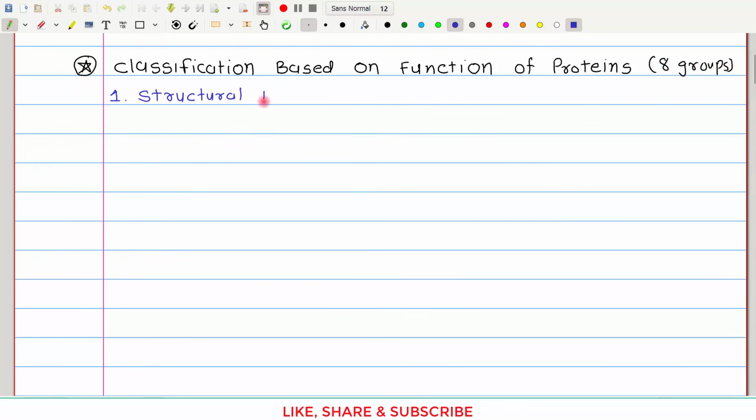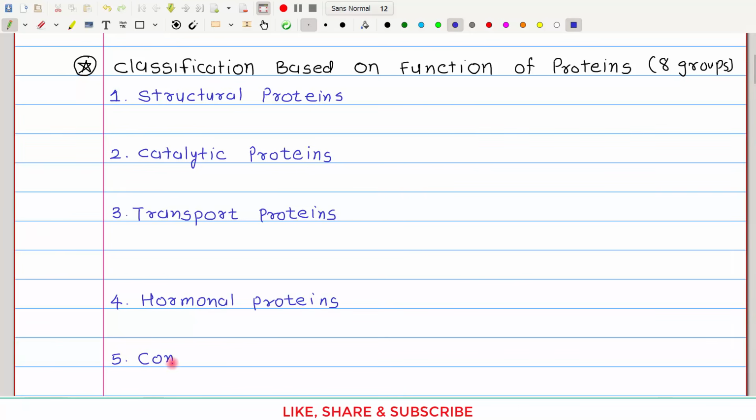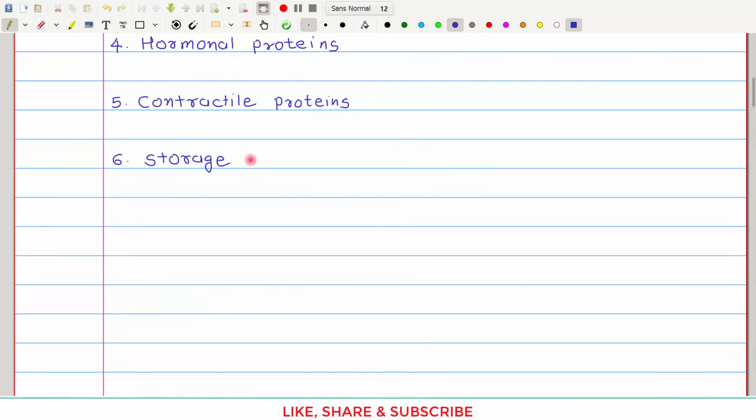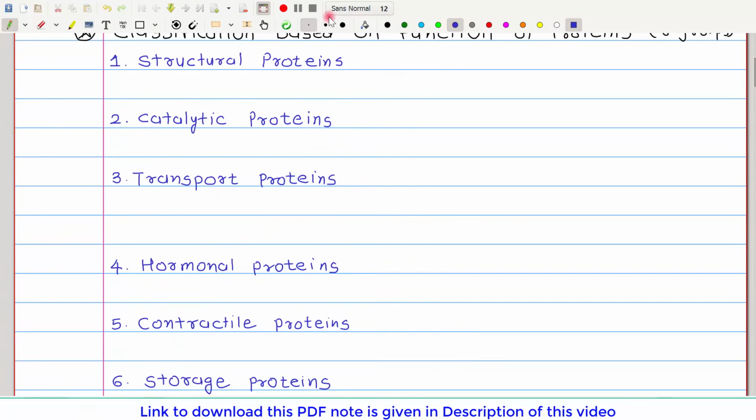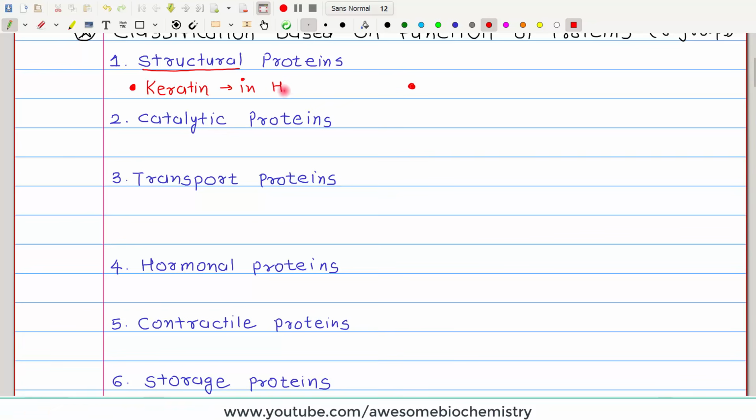The first is structural protein, second is the catalytic proteins, third is the transport proteins, fourth is hormonal proteins, fifth contractile protein, sixth storage proteins, seventh genetic proteins, and eighth is defense proteins. So let's first look at the structural proteins. Now structural proteins are those proteins which can help in the maintenance of structure of various tissue. So here we have two examples. The first one is the keratin, which is important in the structure of hair and nails. Second one is collagen, which is important in the structure of bone.